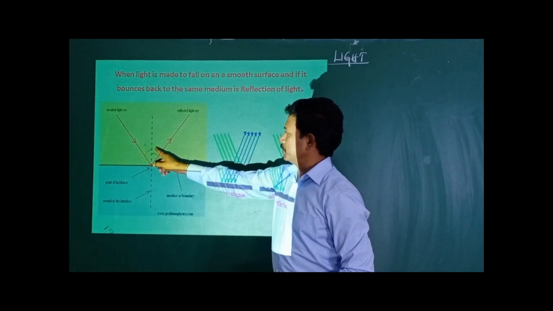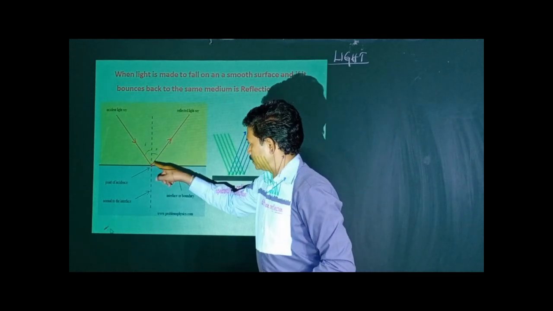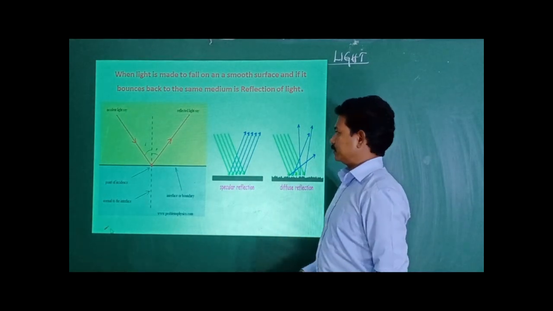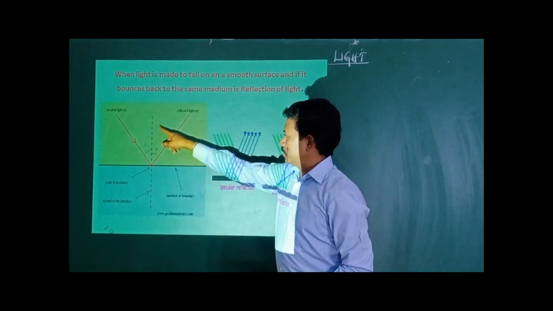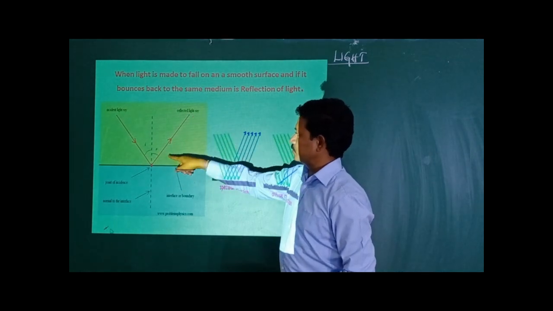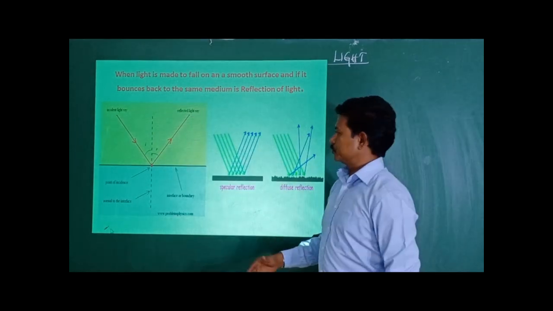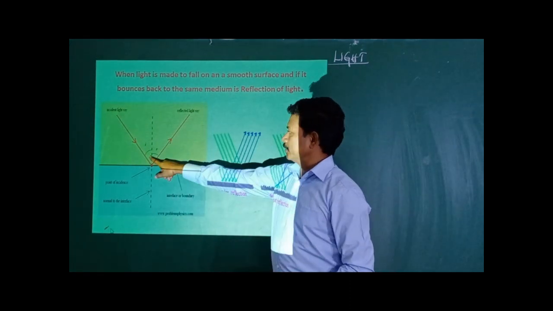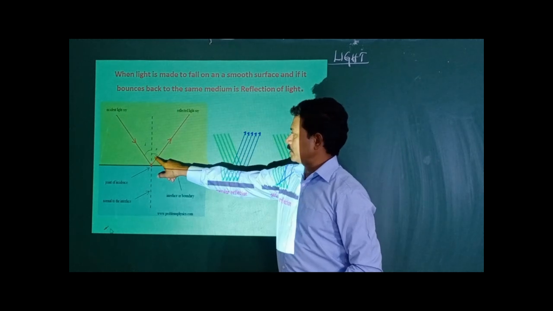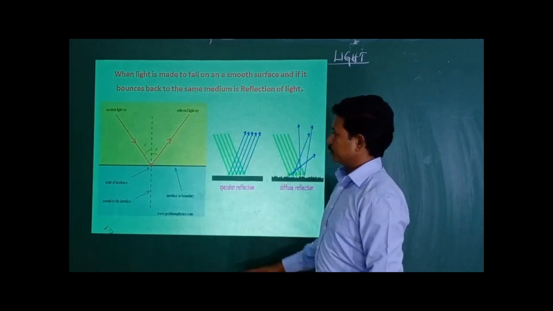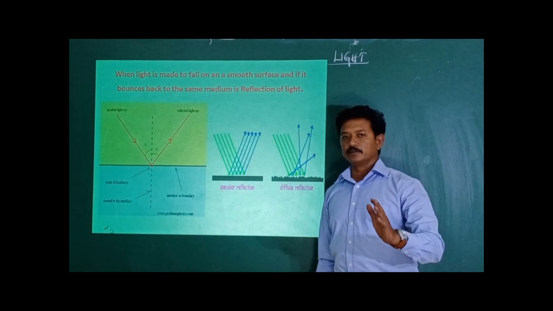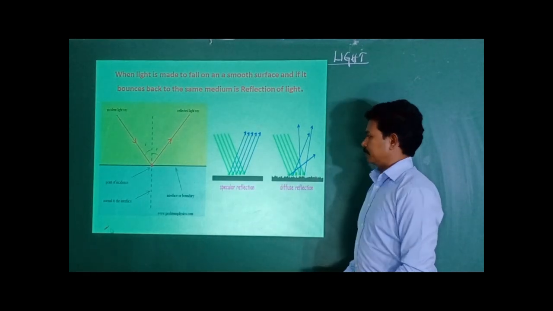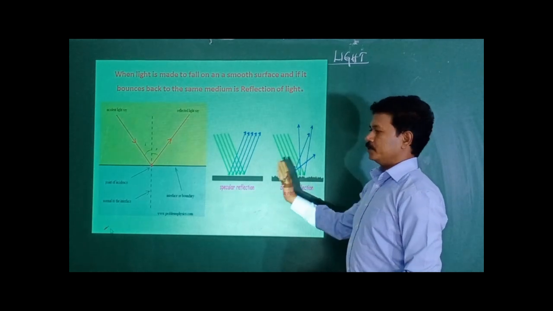The angle between the incident ray and the normal is called the angle of incidence. We have studied that. And the angle between the normal and the reflected ray is called the angle of reflection. Usually in your 8th standard physics, you have come across this. The angle of incidence is indicated by i and the angle of reflection is indicated by r. The angle of incidence will always be equal to the angle of reflection, which is one of the laws of reflection.